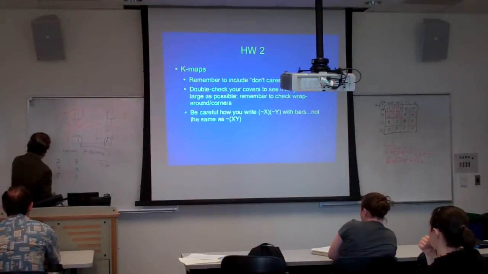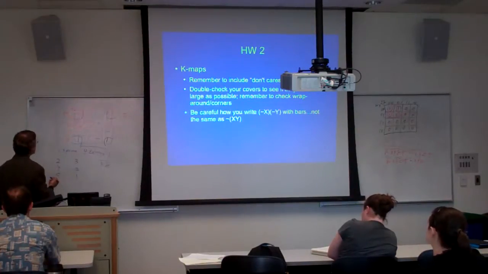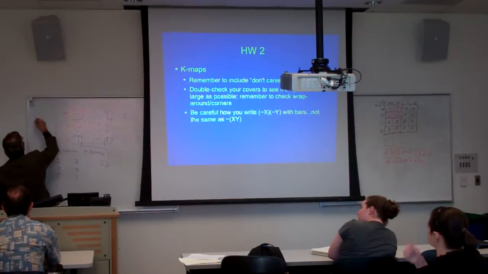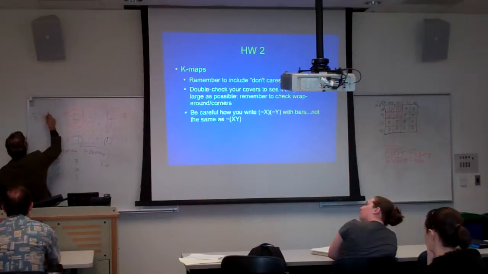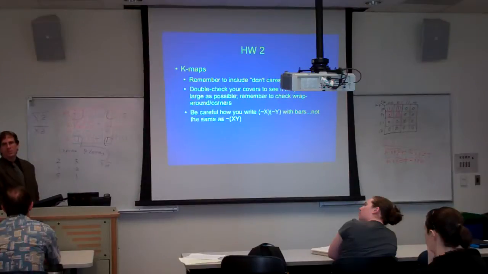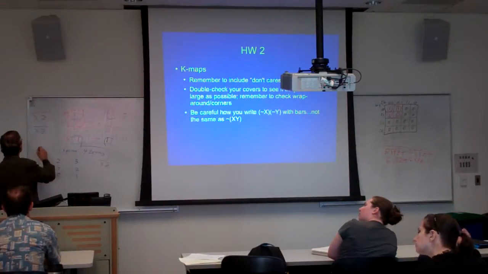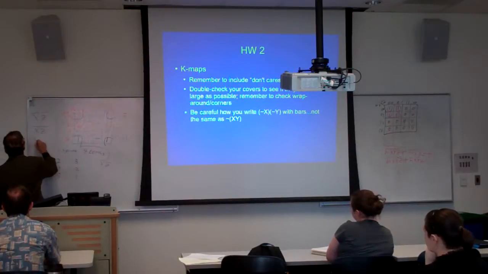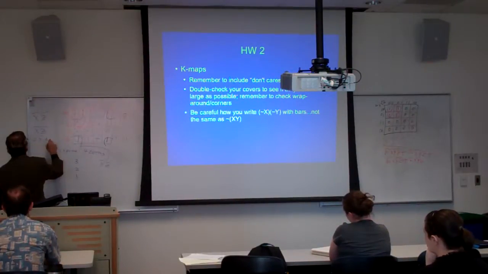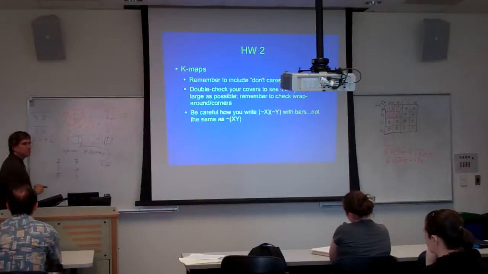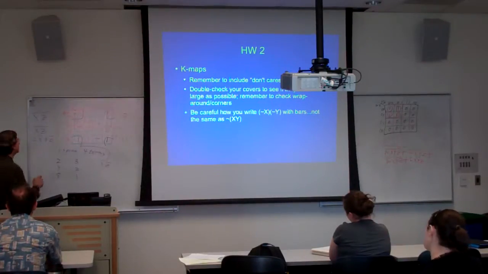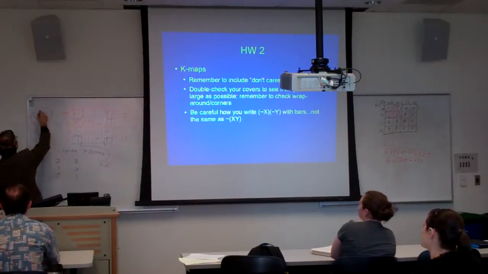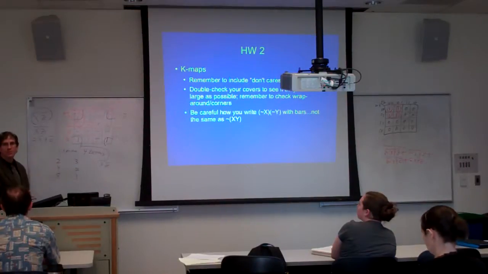And one other thing I saw, just something to keep in mind in general. If you write something like X bar, Z bar, make sure it doesn't look like one bar over both variables. Those are different expressions. If you look at De Morgan's, that is actually equal to X bar ORed with Z bar. It's completely different from this. So make sure there's a space in your bars above those variables.